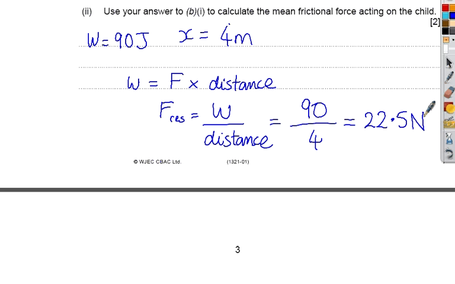Newtons. Okay, so that's the mean resistive force, or the mean frictional force.